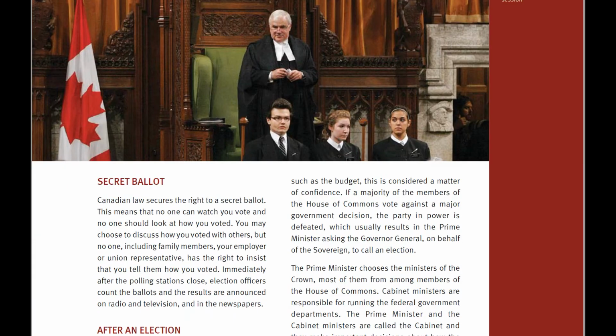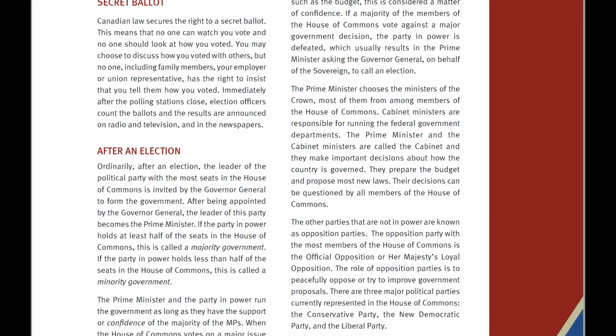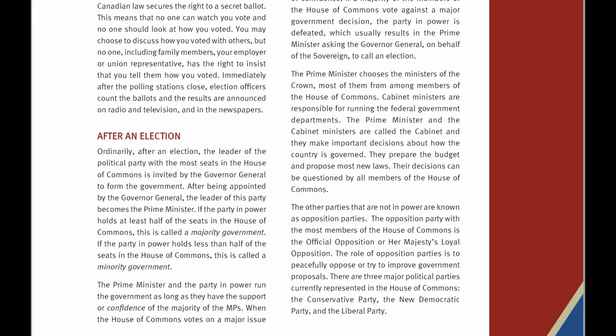Secret ballot. Canadian law secures the right to a secret ballot. This means that no one can watch you vote, and no one should look at how you voted. You may choose to discuss how you voted with others, but no one, including family members, your employer, or union representative, has the right to insist that you tell them how you voted.